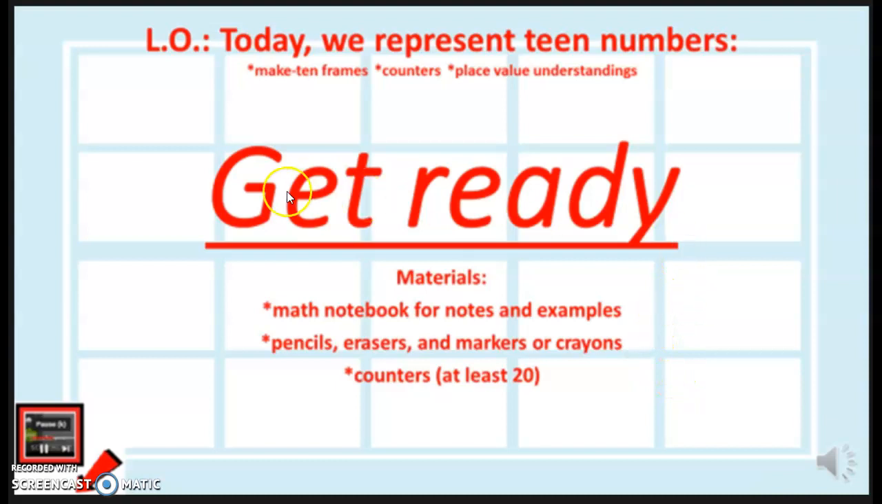Alright, class, it's time to work together so I can do some work and you can too. Before we get started, I want you to get ready. Your materials that you're going to need: your math notebook for notes and examples, pencils, erasers, markers, and crayons. And again, you're going to need those counters and some time to work. Pause the video. Once you have the work and the materials ready, let's get started learning.